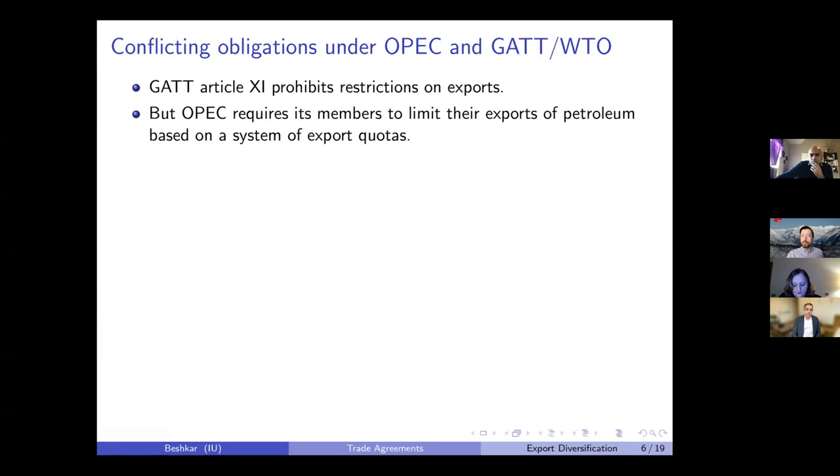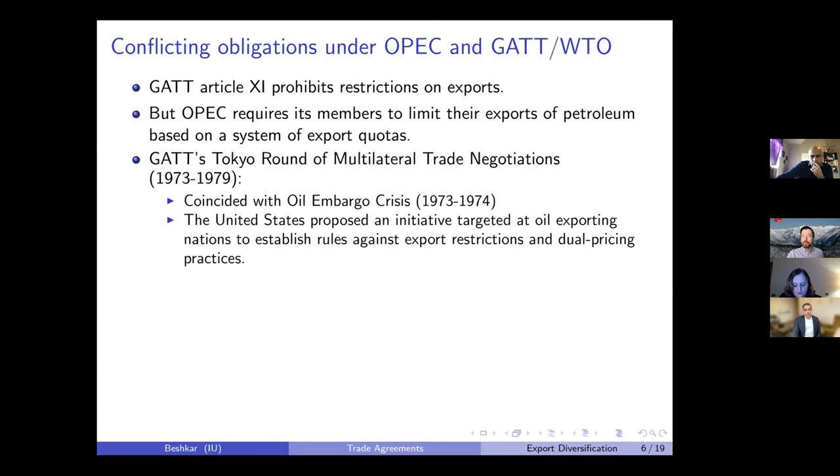And in the GATT, in the Tokyo round of multilateral trade negotiations, which occurred in the 1970s, that coincided with the oil embargo crisis of 1973 and 4. And the US in that round of negotiation proposed some initiatives that targeted the oil exporting nations. The idea was to establish rules against export restrictions and dual pricing practices that oil exporting countries have. Dual pricing practices are basically keeping the domestic price of oil and gasoline and other oil products cheaper than the world price, and that is called dual pricing.